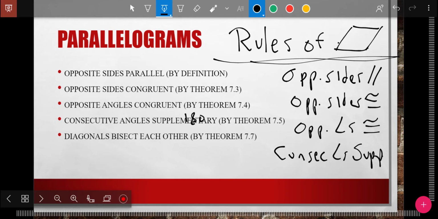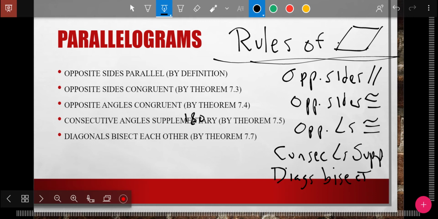Diagonals. Oops. Spelling's key. So I'm going to write diags for diagonals. Diags bisect each other. All right? So each diagonal is split up. Sometimes we'll have shapes where only one diagonal is split up. Here in a parallelogram, both diagonals split up, and bisect means split into 2 equal parts.